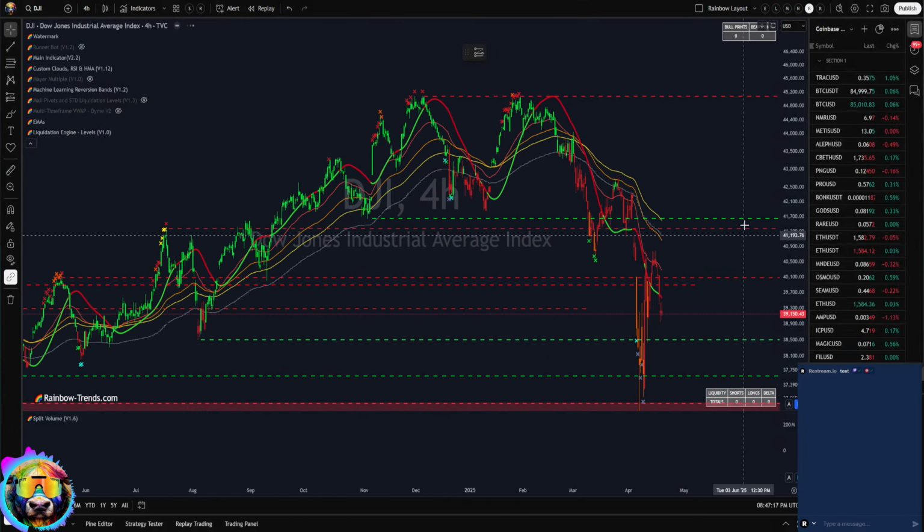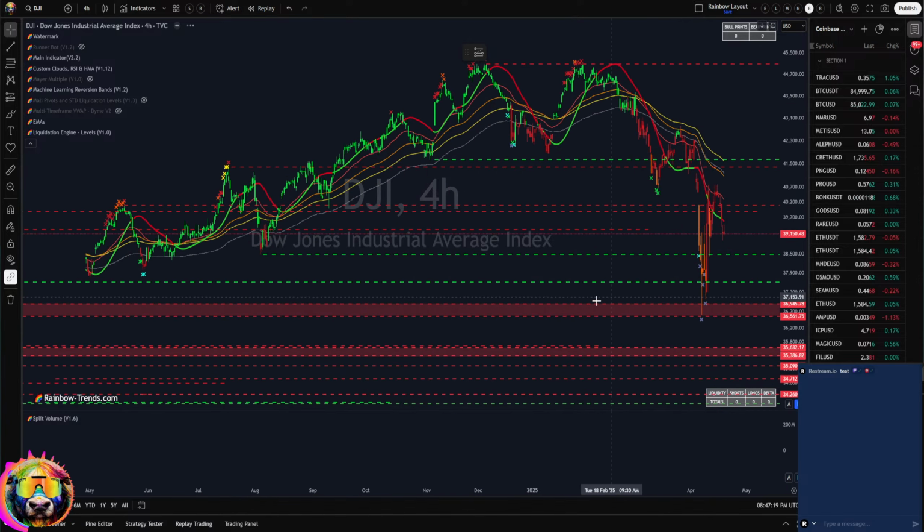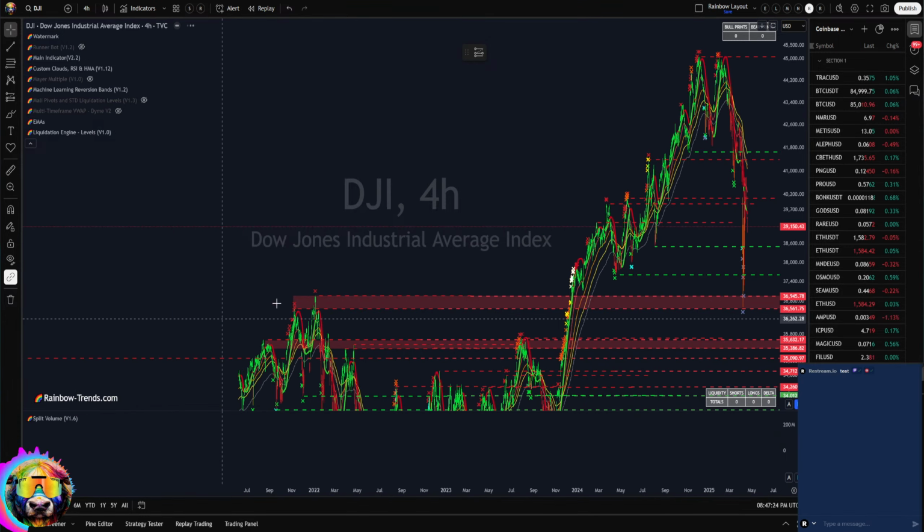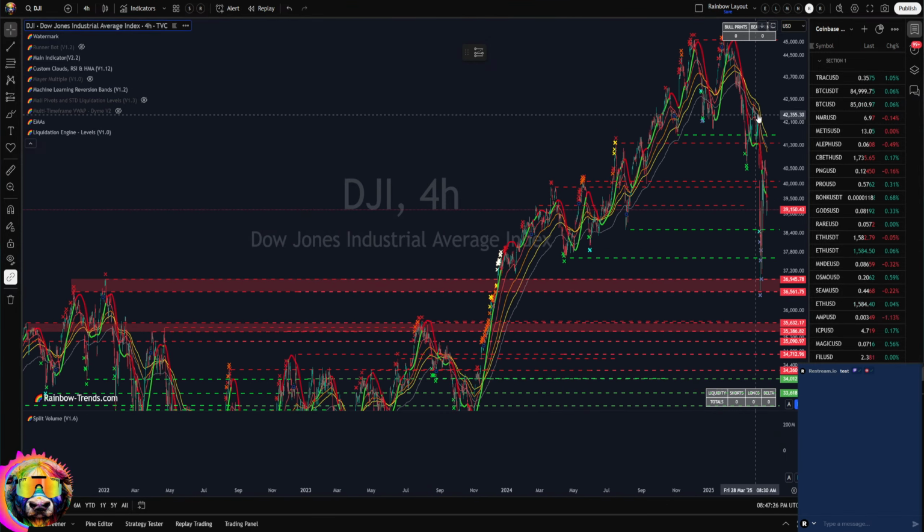Looking at DJI, it went down and actually smacked our previous order block. I'll zoom way out where you can see where it was previously here. This entire run.